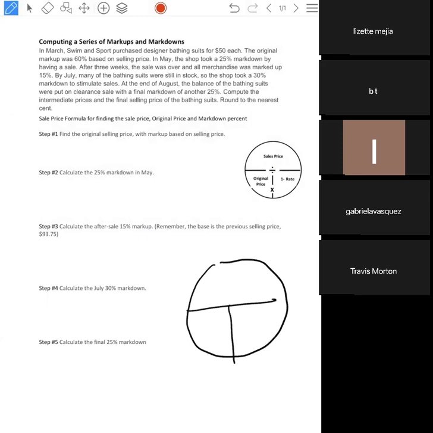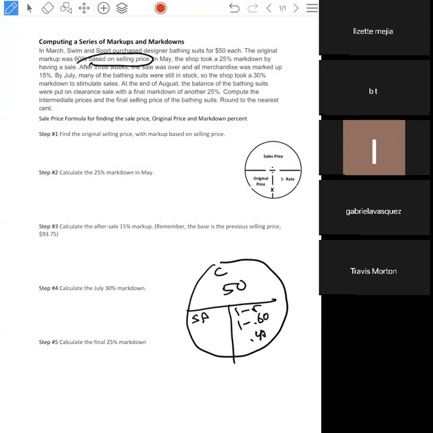So the original price, that was what they bought them for. So that was the cost. And then the original markup was 60% based on selling price. So really, I should have put the other formula here: the cost, and then selling price, and then 1 minus the rate. That should have been what we used. So the cost was 50, and the original markup was 60% based on selling price. So it would have been the selling price formula. So that would be 1 minus the rate. So that would be 1 minus 0.60, which would be 0.40.